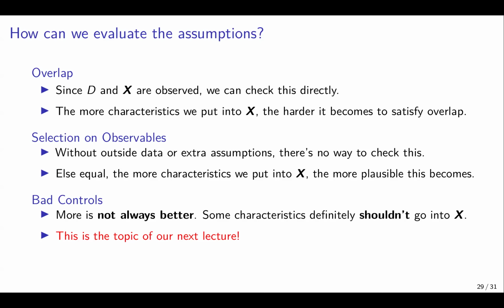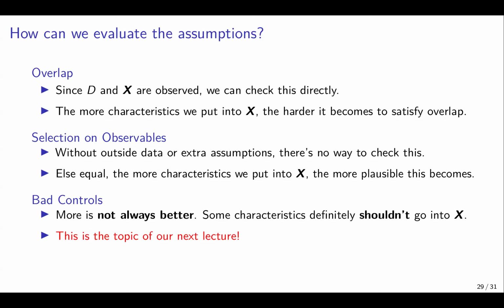So you might be wondering, it's a good question, can we evaluate these assumptions? Well, with overlap, the answer is yes. Because we can observe both D and X, we can check this directly. The more characteristics we put into X, the harder overlap is to satisfy. If I add more and more conditions, the smaller my group gets, and the more likely it is that I'll eventually get a group so small that there are only treated people or only untreated people in it. So more characteristics in X makes it harder to satisfy overlap, and fewer characteristics makes it easier. And we can just check this because we can observe the D and the X.